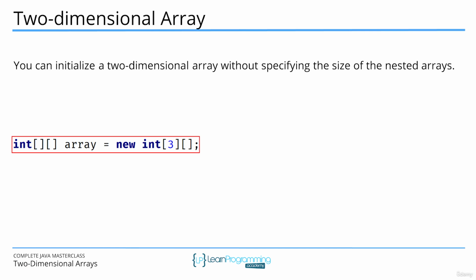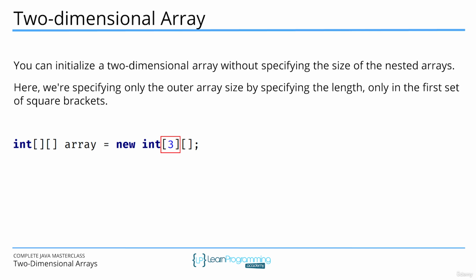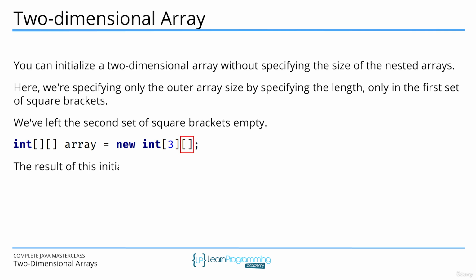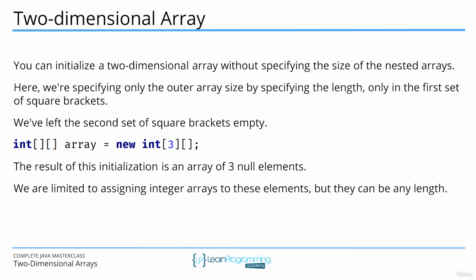You can initialize a 2-dimensional array without specifying the size of the nested arrays. Here we're specifying only the outer array size by specifying the length only in the first set of square brackets. We've left the second set of square brackets empty. The result of this initialization is an array of 3 null elements. We are limited to assigning integer arrays to these elements, but they can be any length. We'll be looking at this in code shortly.